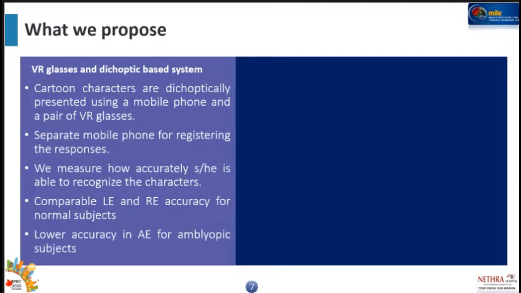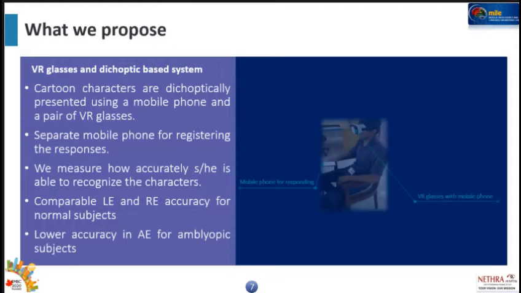The proposed method makes use of VR glasses and dichoptic stimuli presentation. A mobile phone and a pair of VR glasses are used for presenting cartoon characters dichoptically. Using VR glasses ensures that the left eye visual field and the right eye visual field are completely separated. A subject undergoing a test is shown on the screen. He is wearing a pair of VR glasses with a mobile phone inside.